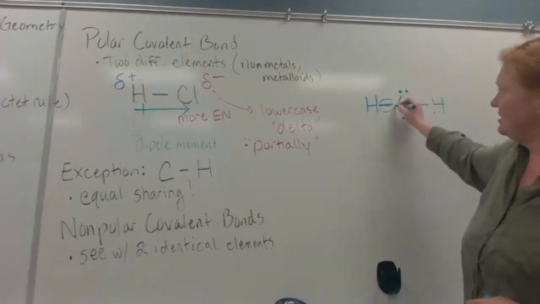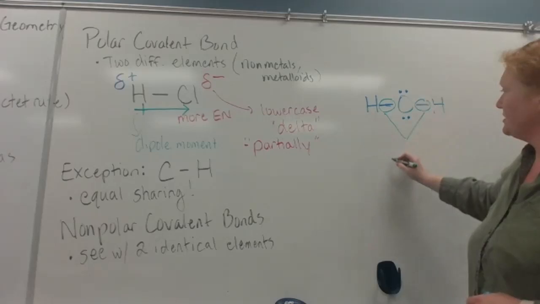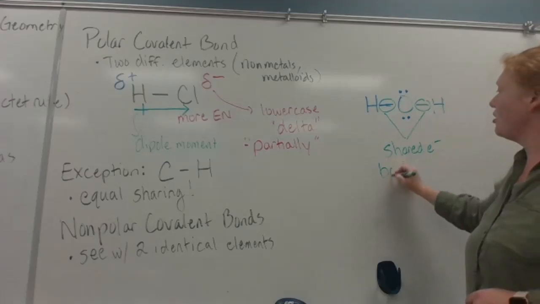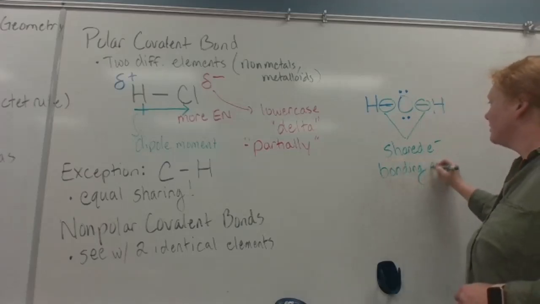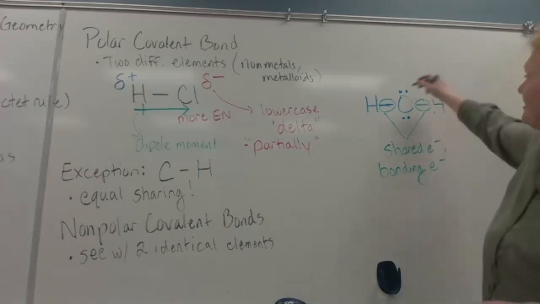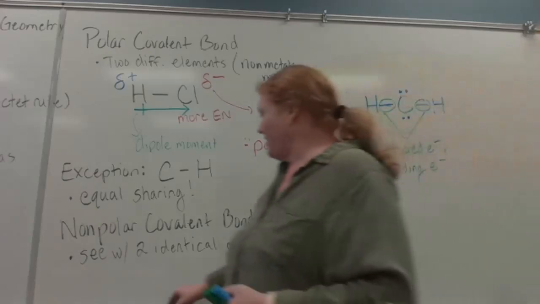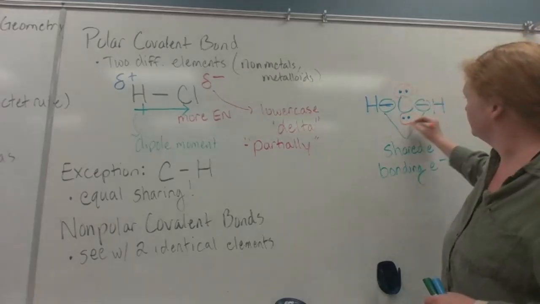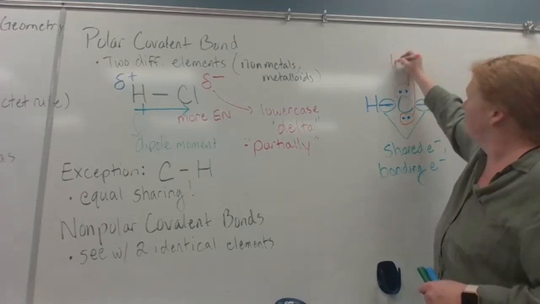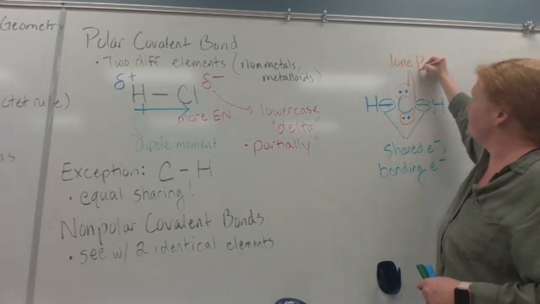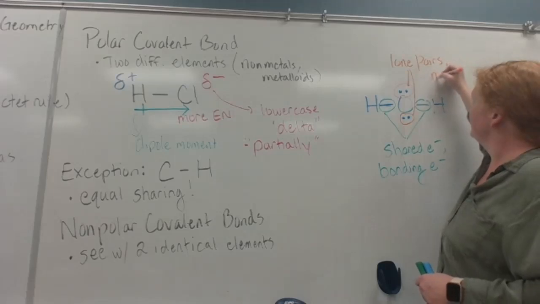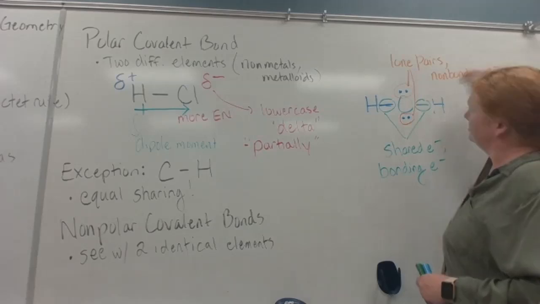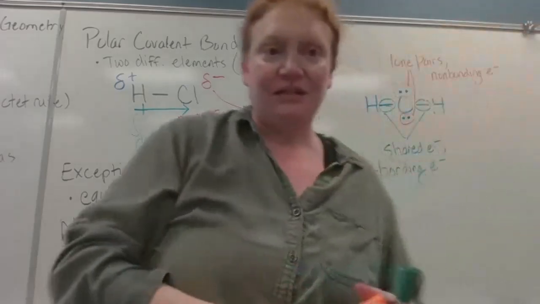But remember, these represent shared electrons, or what we might say are bonding electrons. Okay. These dots represent what are known as lone pairs or non-bonding electrons. And you will learn how to draw these structures in another video.